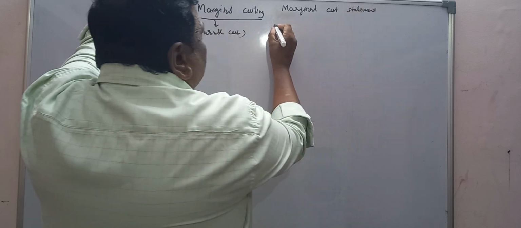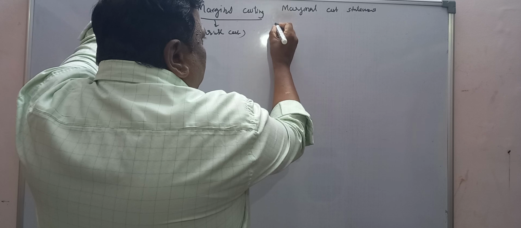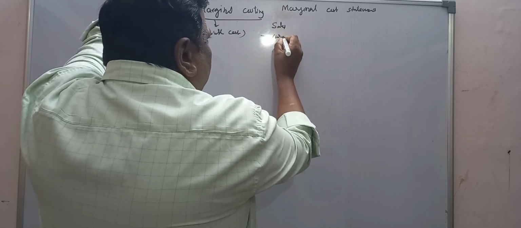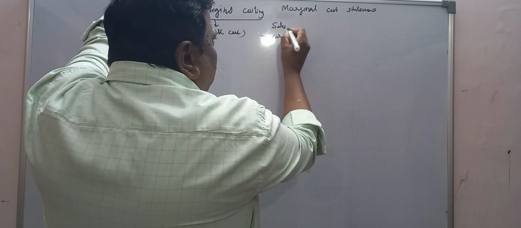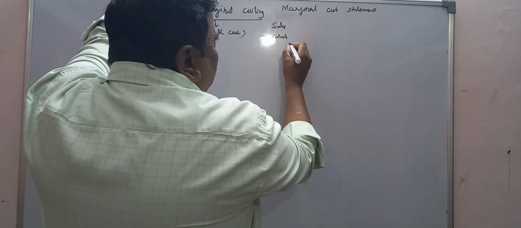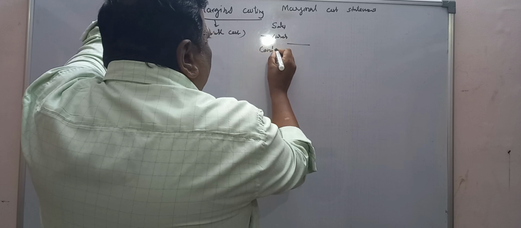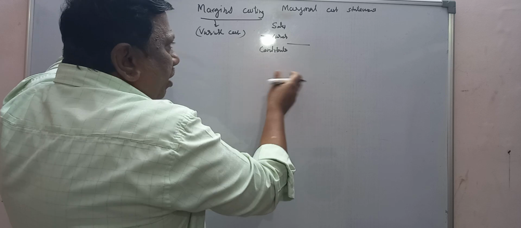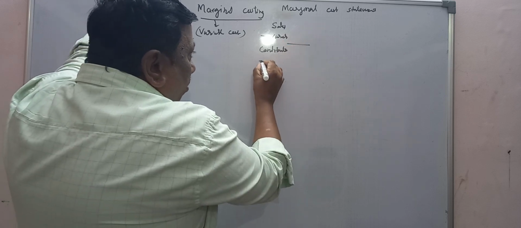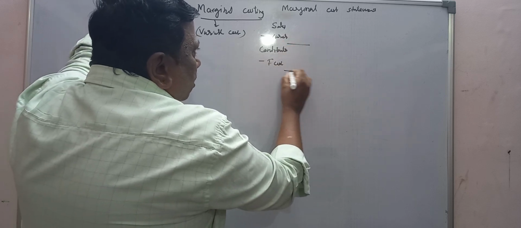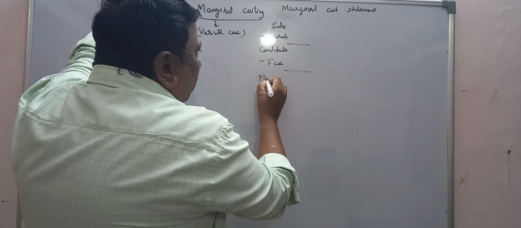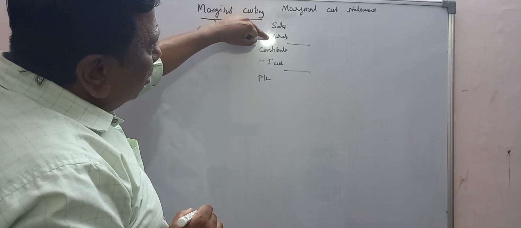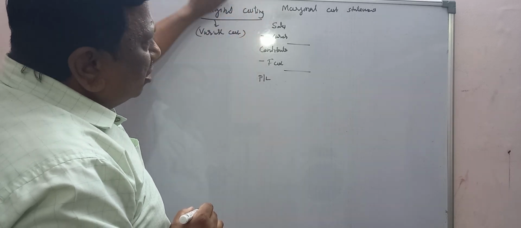Sales minus variable cost, we are getting what? Contribution. That is not profit, because we have to pay fixed cost also, so minus fixed cost. Then we know whether we are in profit or loss position. So the marginal cost statement is: sales minus variable cost gives contribution, minus fixed cost.